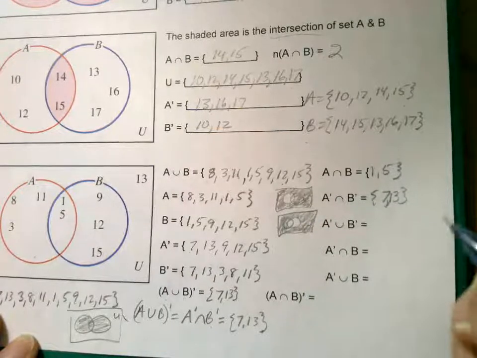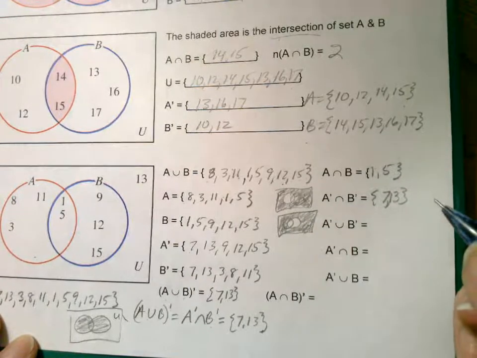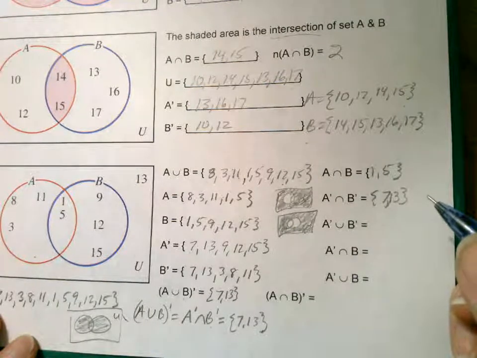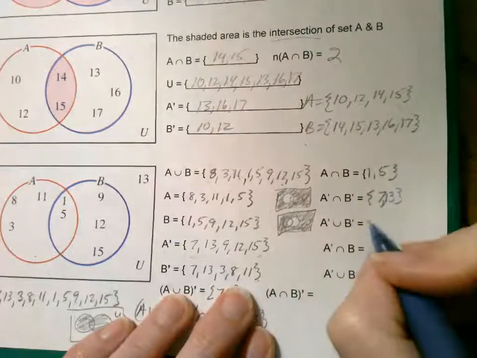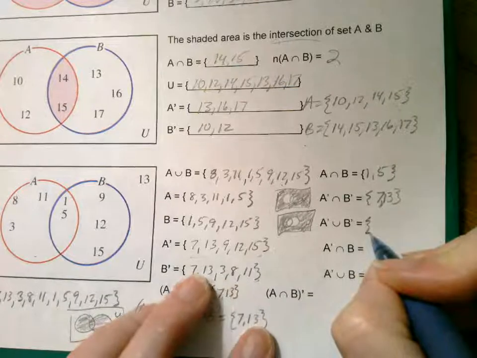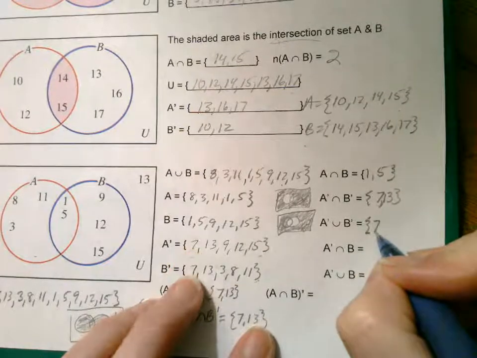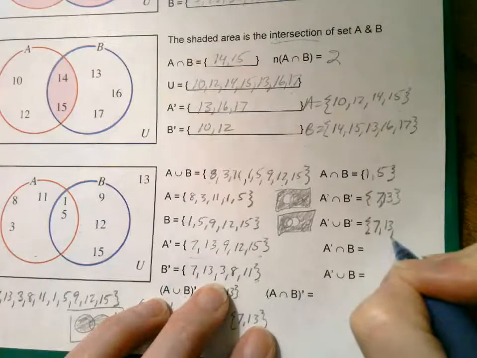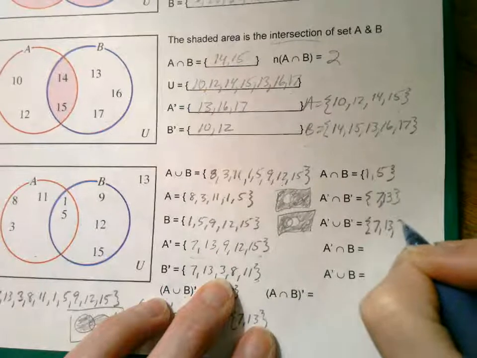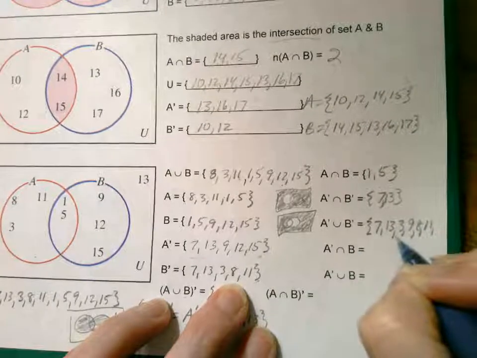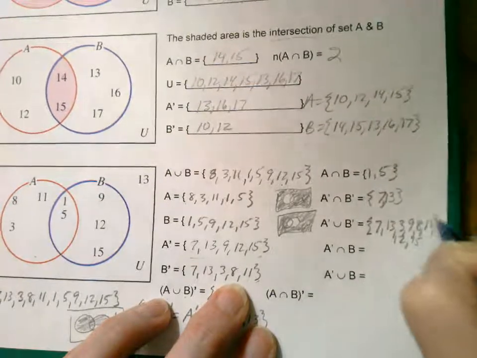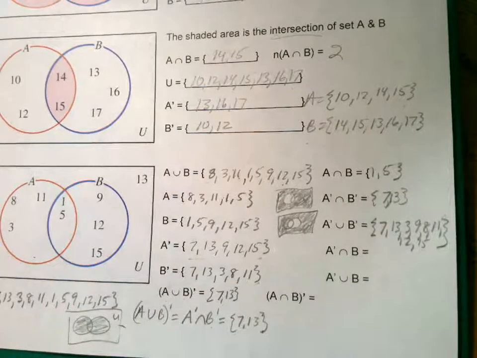All right. The union of the nots. That means all of these and all of these written once. That one's even harder to do by picture, but see how there's a 7, there's a 13, there's a 3, there's a 9, there's an 8, there's an 11, there's a 12, and a 15. Remember, that's both not A and not B.